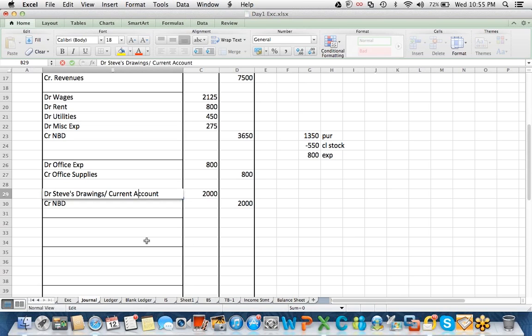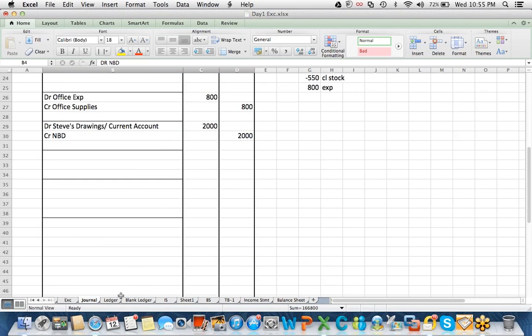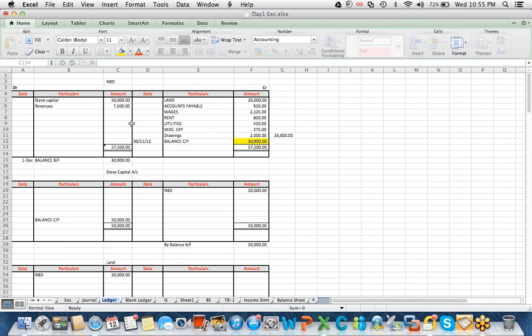Anish? Yes, sir, I can hear you. And this payment is done from NBD, so we credited NBD. This is a process we do from the front end and the back end. The ledgers are prepared like this by the computer.